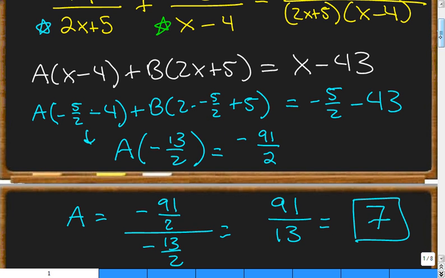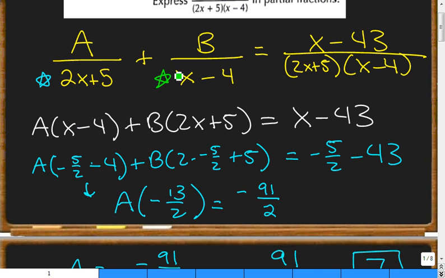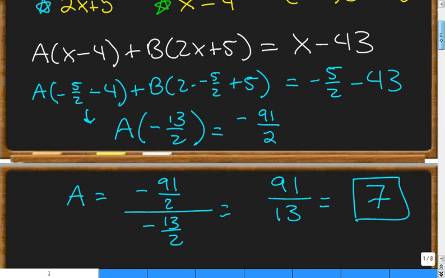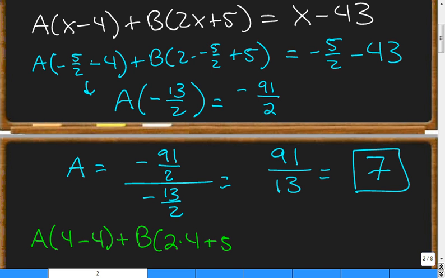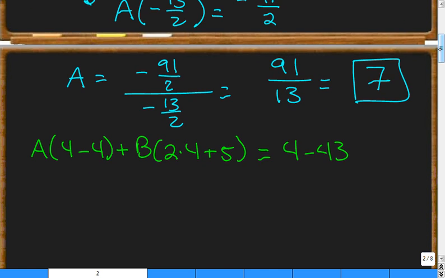Now, to go to our other denominator, we're going to pick the number 4. Because since x - 4 is multiplying by A, if we plug 4 in for x, it'll zero A out and allow us to solve for B. So we're going to get A times (4 - 4) plus B times (2 times 4 + 5) equals 4 - 43. And we solve for B. So this becomes 0. This is 8 plus 5, so this is 13B equals negative 39. So we're going to get B to equal negative 3.